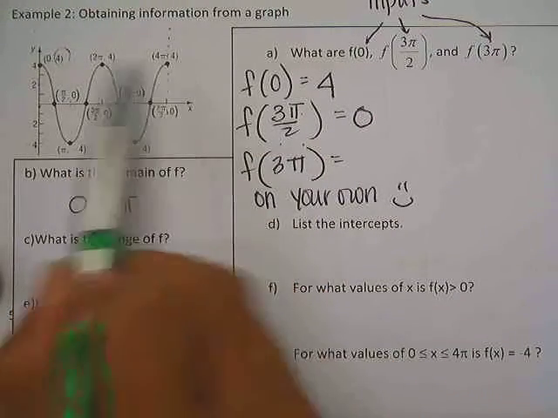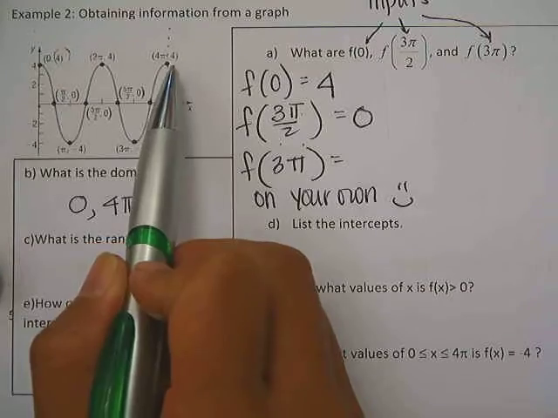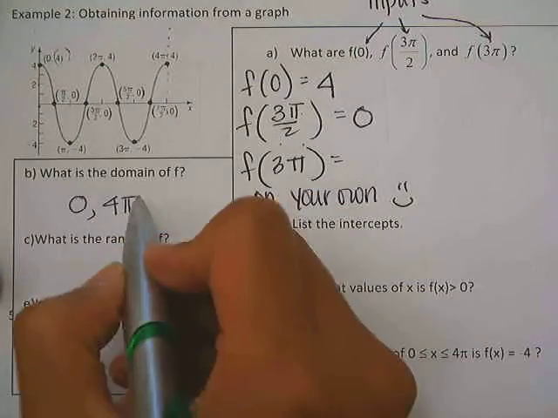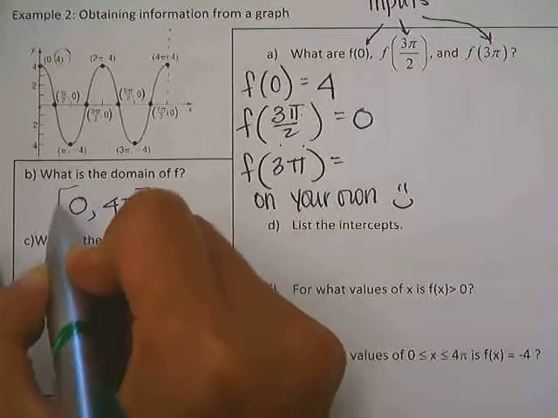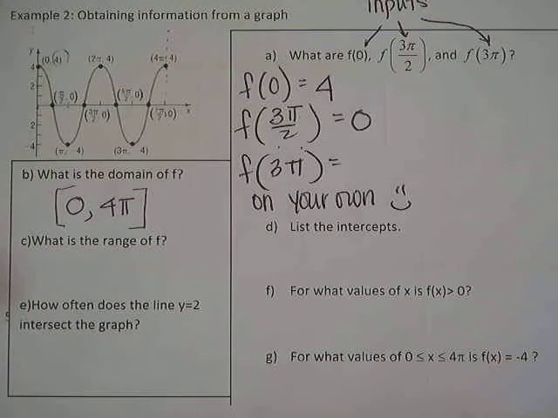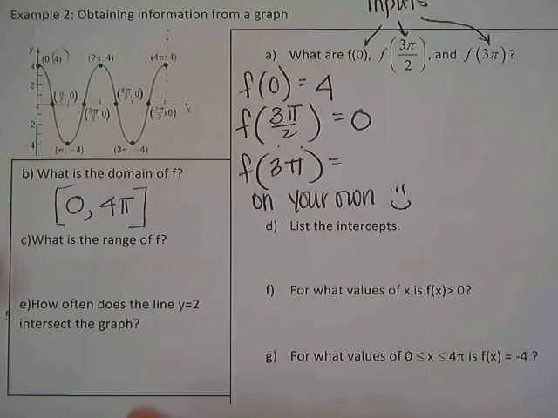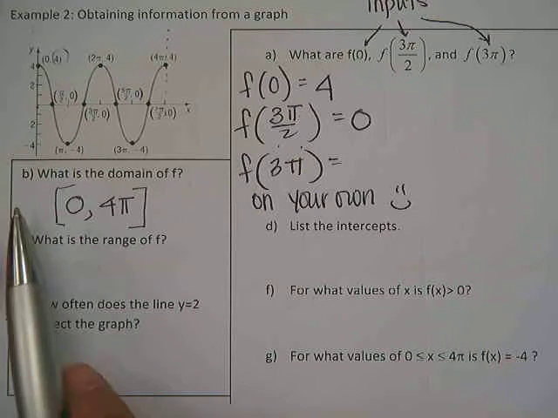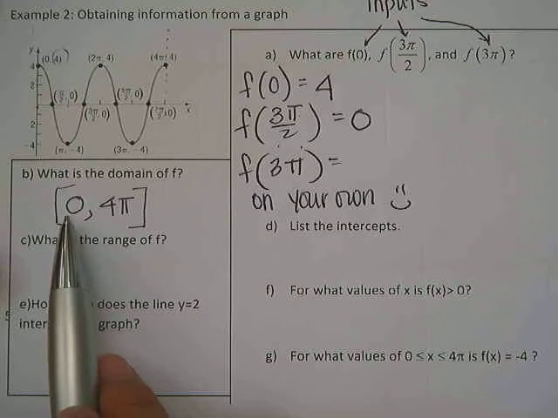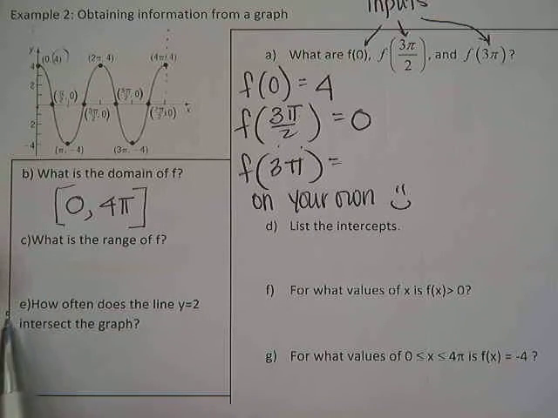Because I am including these two endpoints, because they are closed circles, I'm going to use the square brackets. If you're more comfortable writing it the old school way, by all means, but from now on I'm only going to be using intervals. So the domain is 0 all the way to 4 pi inclusive.